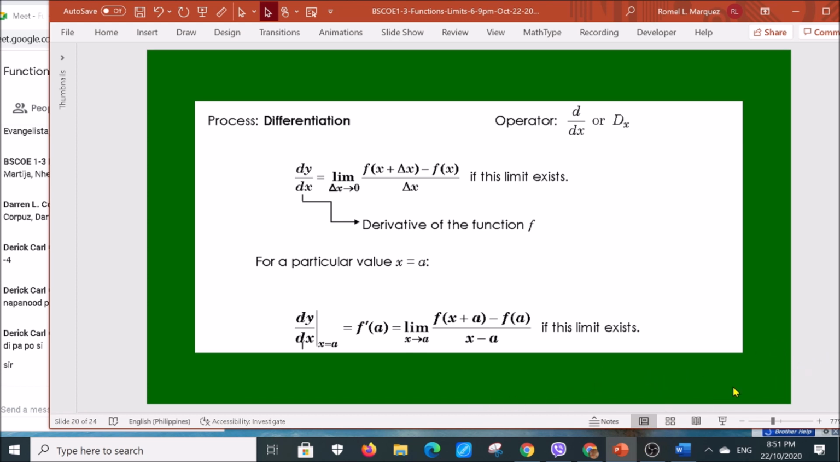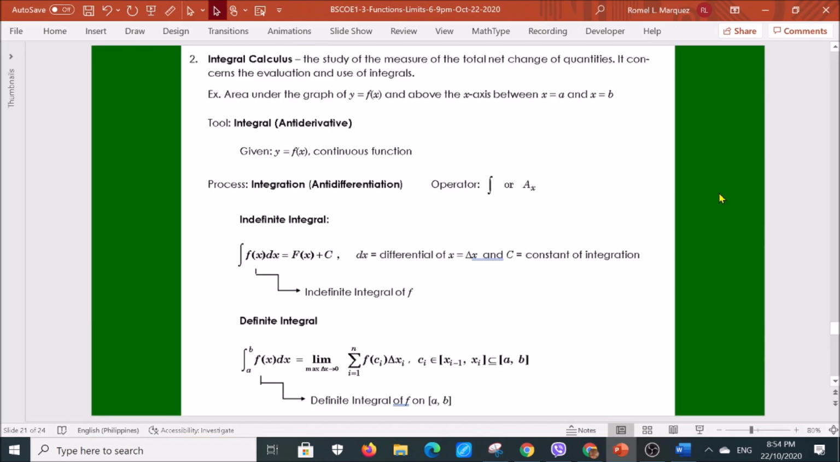So for integral calculus, let's have an overview. The second branch is integral calculus. This time, this deals with the study of the measure of the total net change of quantities. It concerns the evaluation and use of integrals to compute, for instance, the area bounded by curves, or the volumes of solids. So you have a region, it generates a solid. For instance, how to find the volume of the generated solid.